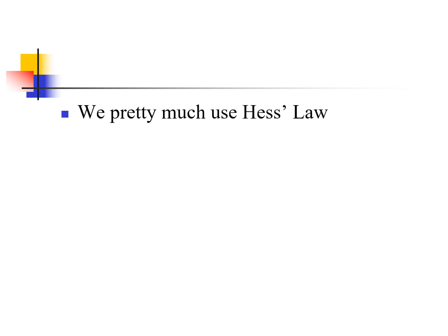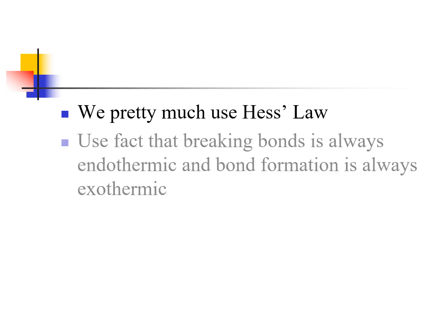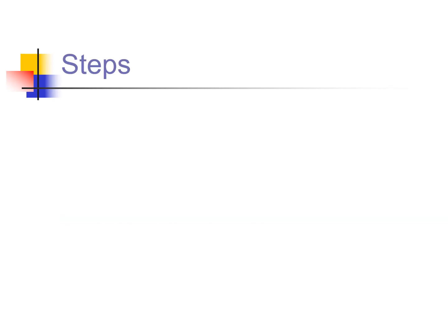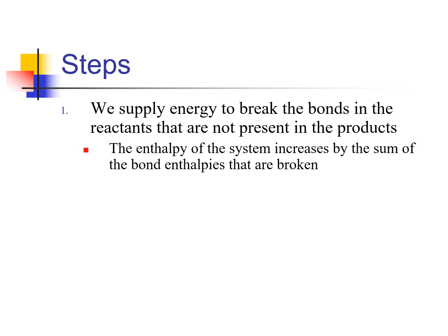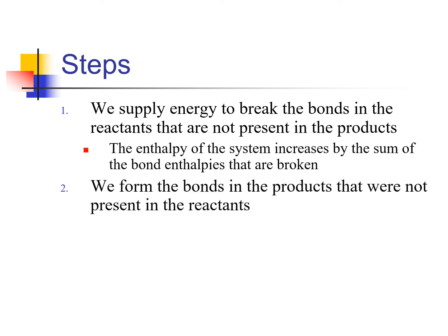So it's pretty much a Hess's law type problem. What we use is the fact that breaking bonds is always endothermic. It always takes energy to break bonds, and we always get energy given off when new bonds are formed. So we view this in two steps. One, we supply energy to break the bonds in the reactants. Then we form bonds in the products that were not present. Here I kind of throw in this whole "that were not present," in all honesty. And you could do it this way.